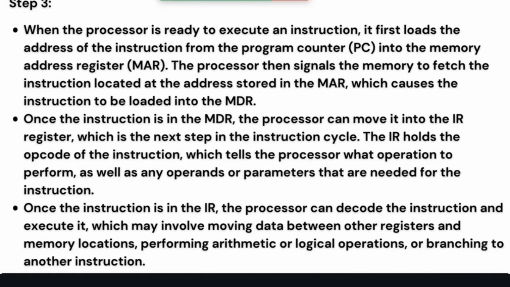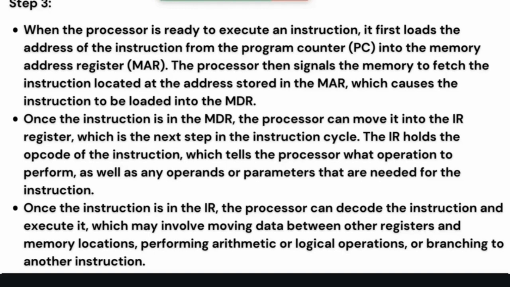In step 3, when the processor is ready to execute an instruction, it first loads the address of the instruction from the program counter into the memory address register. The processor then signals the memory to fetch the instruction located at the address stored in the MAR, which causes the instruction to be loaded into the MDR. Once the instruction is in the MDR, the processor can move it into the IR register, which is the next step in the instruction cycle.